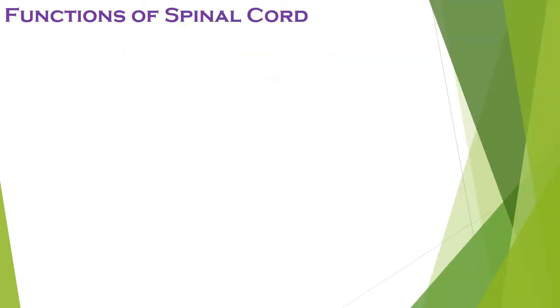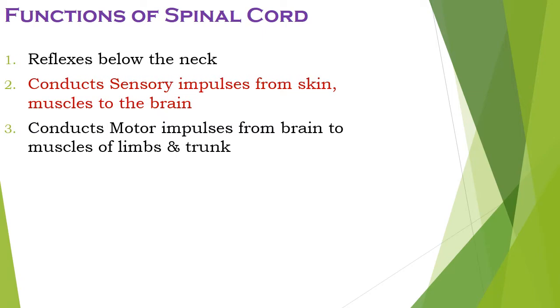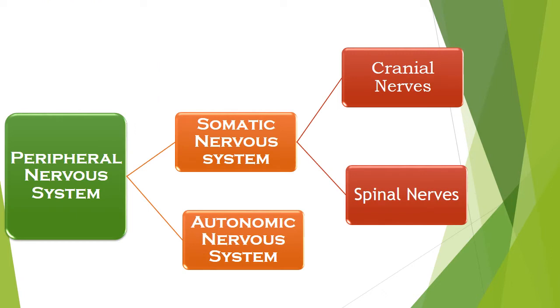Functions of the spinal cord. Now please look at the screen. It will control the reflexes below the neck, conduct sensory impulses from the skin or muscle to the brain, and conduct motor impulses from the brain to the muscles of our limbs or trunk. Peripheral nervous system. The peripheral nervous system consists of the somatic nervous system and the autonomic nervous system. The somatic nervous system is further classified into cranial nerves and spinal nerves.